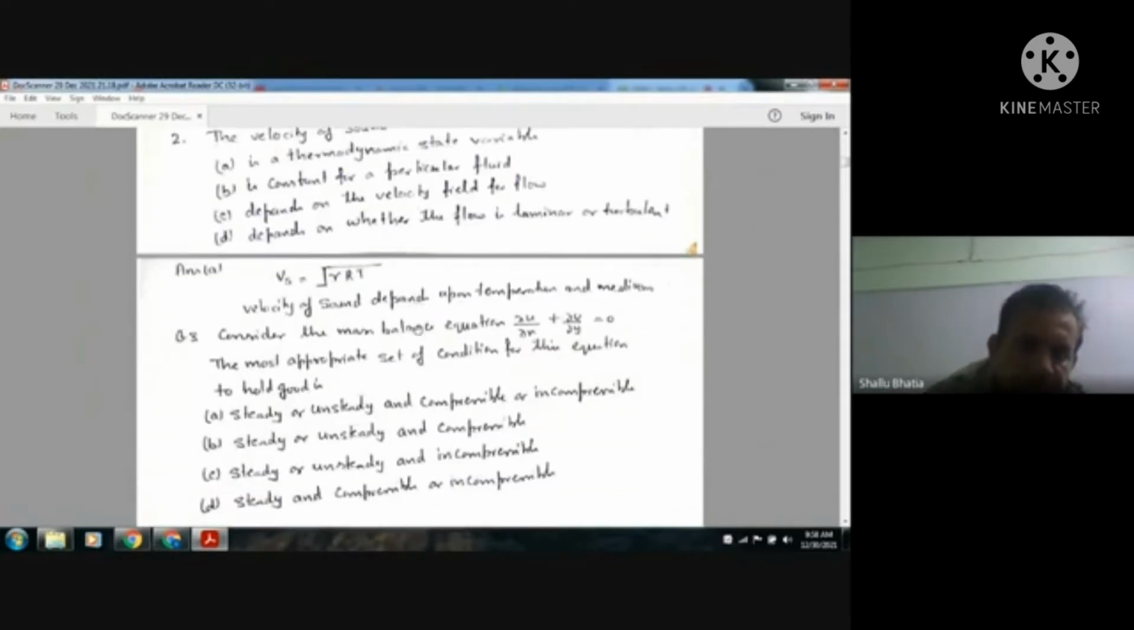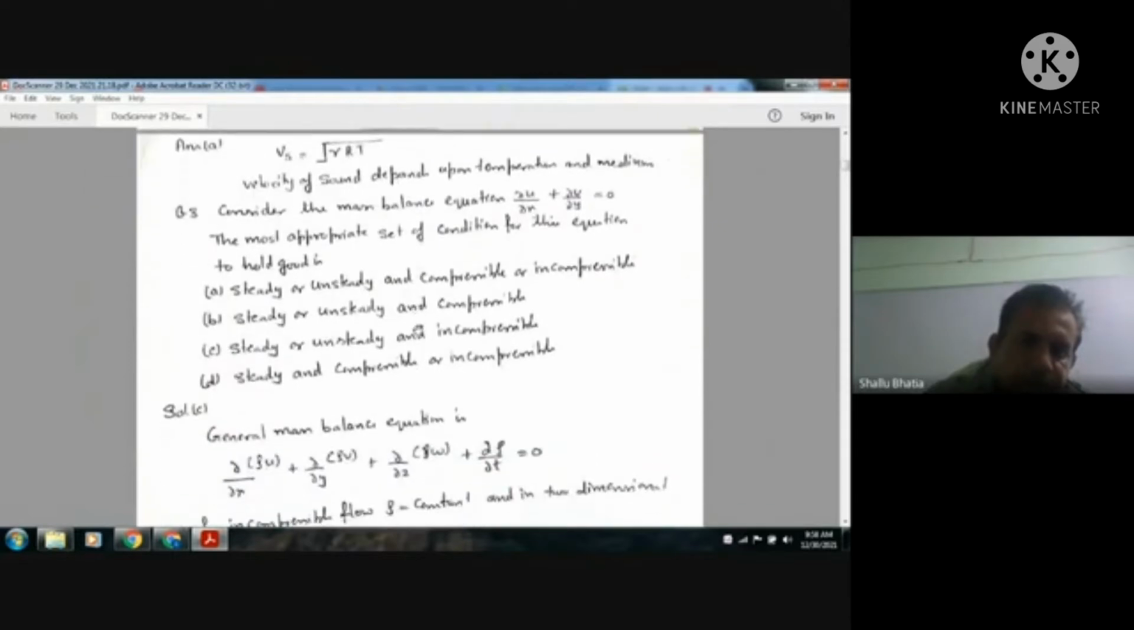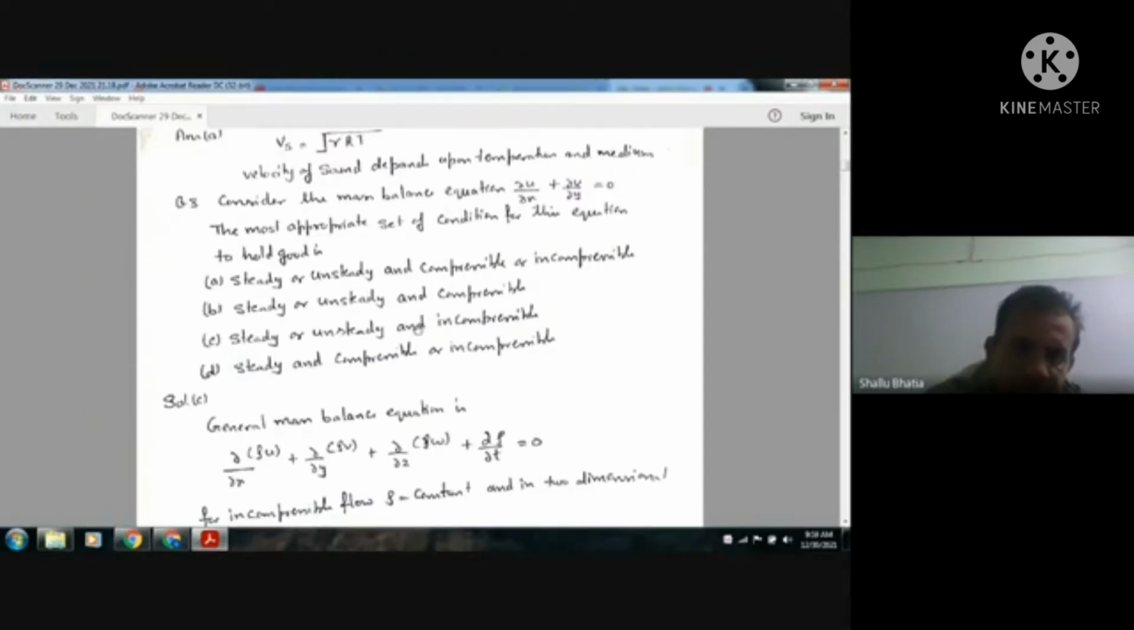Next, consider the mass balance equation: curly u by curly x plus curly v by curly y is equal to 0. The most appropriate set of conditions for this equation to hold good is: A, steady or unsteady, and compressible or incompressible; B, steady or unsteady and compressible; C, steady or unsteady and incompressible; D, steady and compressible or incompressible.